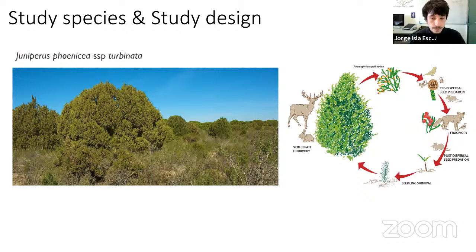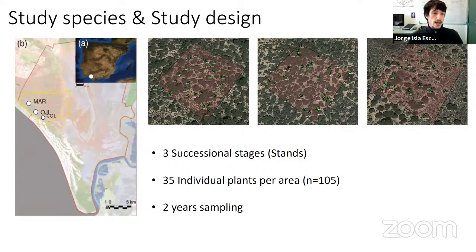And our study design, as I told you, we are doing this project in the Doñana Biological Reserve, and to analyze the role of the interaction during the colonization processes, we have selected three different plots in the Doñana Biological Reserve in a maturity gradient. Each one of the populations consists of the more well-established juniper population of Doñana, an intermediate one, and finally the colonization front of the juniper plants.